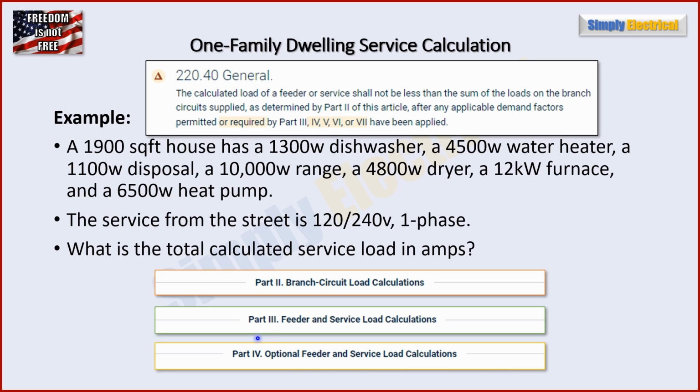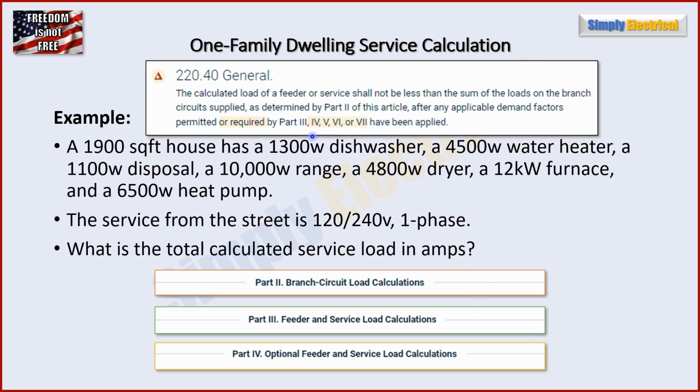Now also, Part 4 is another feeder and service calc, but it's an optional method. It's a different method. Part 3 is what we call a standard method, and Part 4 is an optional one. It's just a different way to go about the same thing, and you'll come up with a little bit different result because of it. Usually it'll be a lower value on the optional than on the standard. But in this video, we're just concerned with Parts 2 and 3.